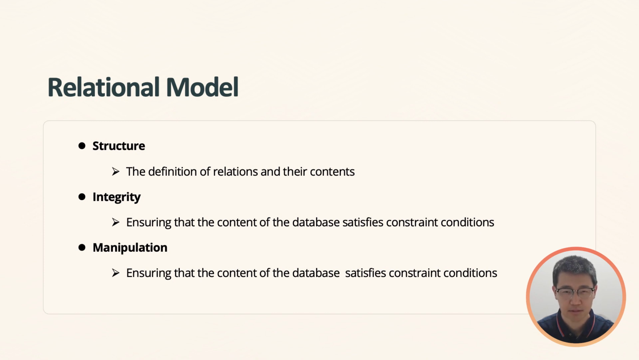Constraints, which encompasses various operations. In other words, how do we gain entry to and make changes to data within this relational model? This represents one of the three principal attributes of the relational model.